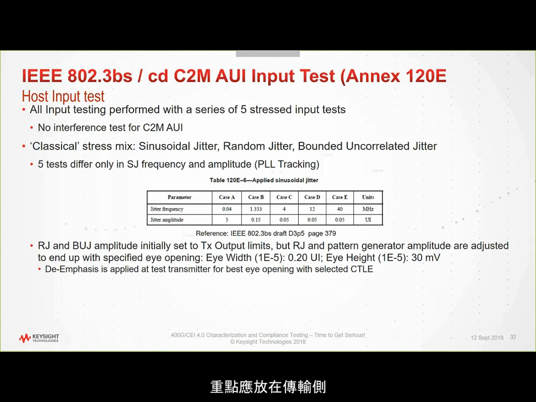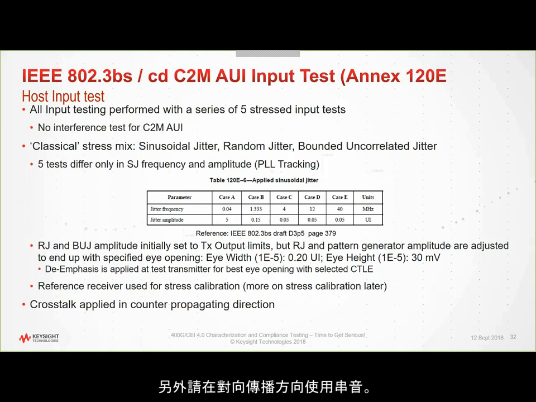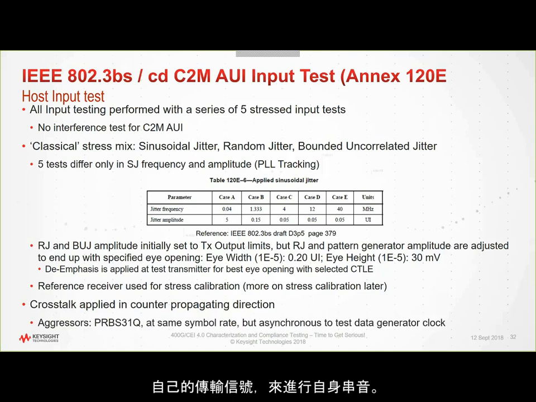So de-emphasis is applied at the transmit side to get the best eye opening, and then there's a CTLE in the reference receiver, and you select from the optimum CTLE value. So the reference receiver is used for the stress calibration, and crosstalk has to be applied in the counter-propagating direction. Now, if you're testing a host device, the crosstalk is generated within the device itself, because you're testing the receiver, so the device can generate its own transmit signal to do its own crosstalk. But we need to calibrate with it, and we'll show that as well.